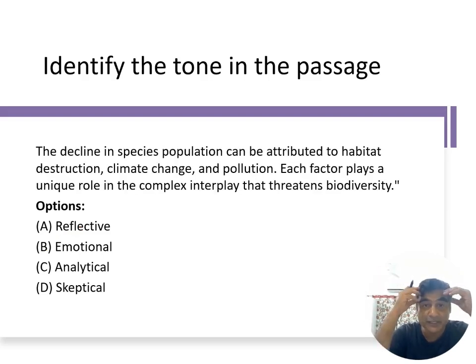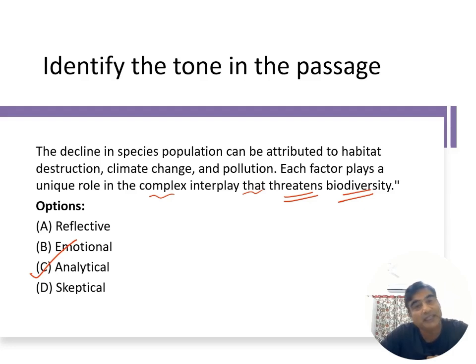The decline in the species population can be attributed to habitat destruction, climate change, and pollution. Each factor plays a unique role in the complex interplay that threatens biodiversity. It is analytical. Now, we are talking in terms of the factors, how the decline in population of species, each factor plays a unique role in the complex interplay that threatens biodiversity. So he's analyzing the various forces or the various factors that have led to a decline in species population. Analytical is how, why, and possibly what next.